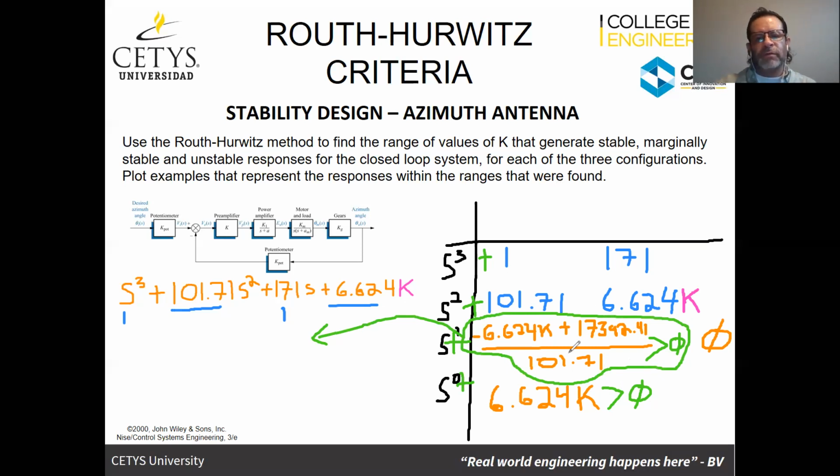To solve this inequality, the 101.71 is going to go to the other side, so this one is eliminated. It's going to be minus 6.624K plus this large number. We send the 6.624K to the other side so both are positive. So it's going to be 17,392.41 divided by 6.624. K should be less than that number. Does somebody have that calculation, please?